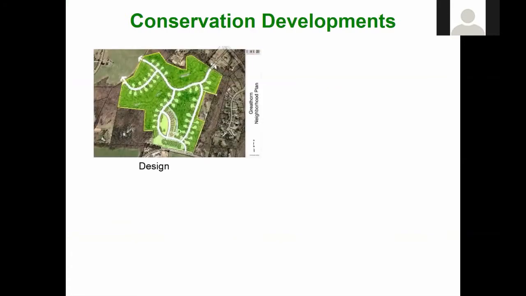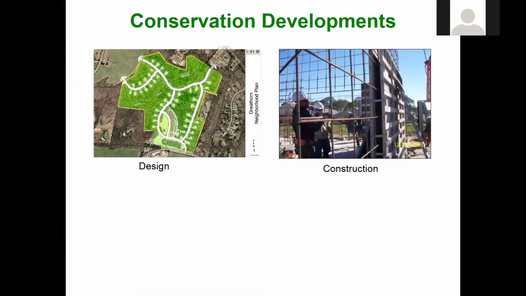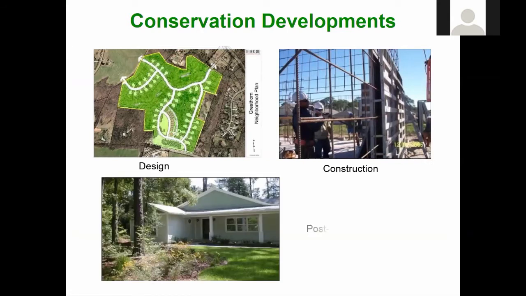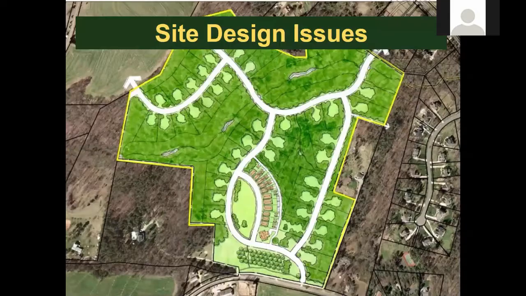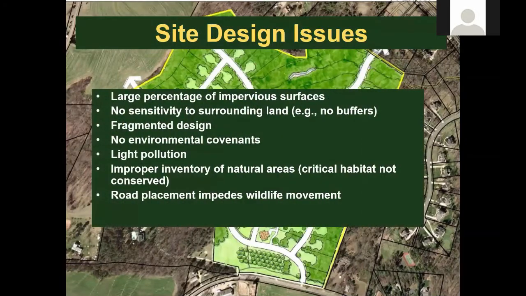So when you think about conservation developments, there are 3 phases, and we spent a lot of time on the design phase, but I'm going to argue that it's just as important to pay attention to the construction and the post-construction phase. There's a lot more detail in the manual that you have access to, but there are a lot of site design issues that can have lots of impacts depending on how the site is designed. A fragmented versus compact design can have a huge impact on natural resources.